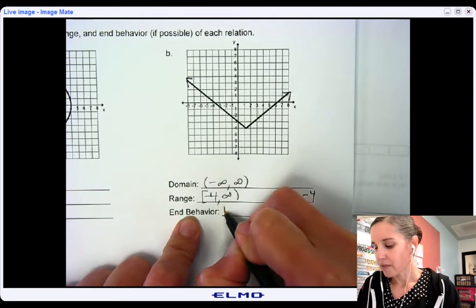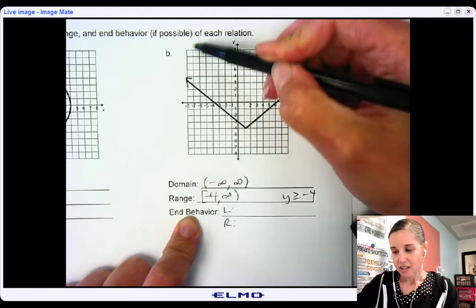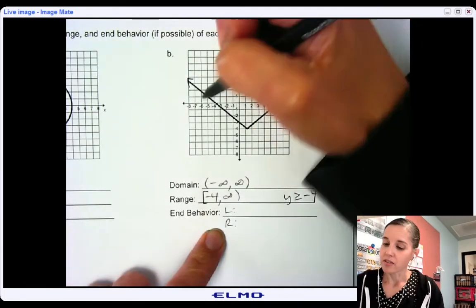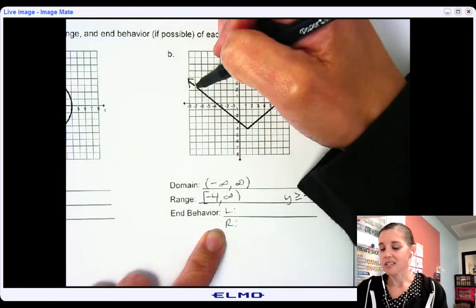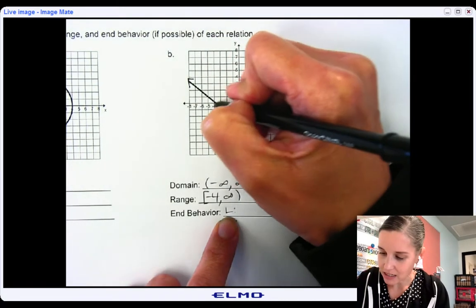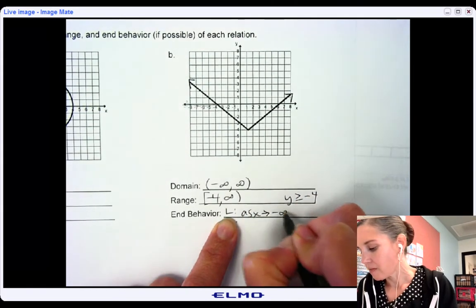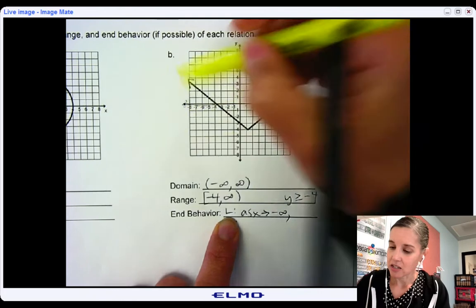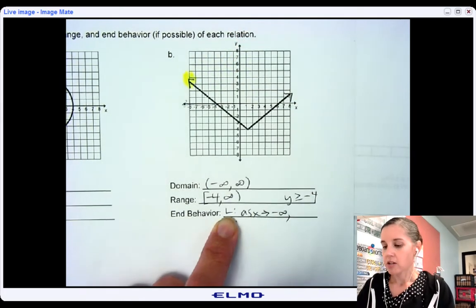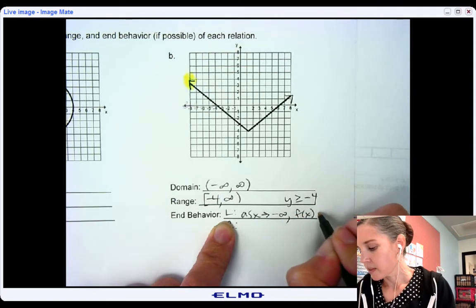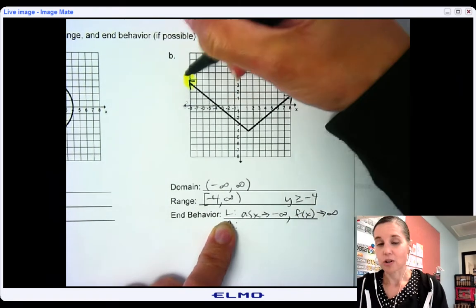Okay, now my end behavior, I see that this is a function because it passes a vertical line test, so I do left and right. Now on the left, does it go on forever? Yes, it does. So I'll have left end behavior. So as my x's go negative, and now I look at the very end. So here's the very end, and you talk about your left end behavior. You would say your function is going to positive infinity because it's going up.